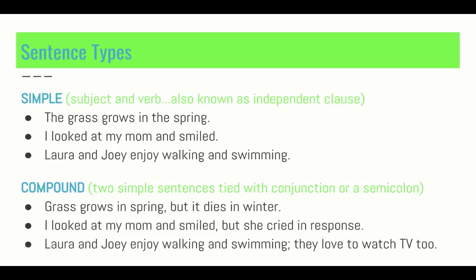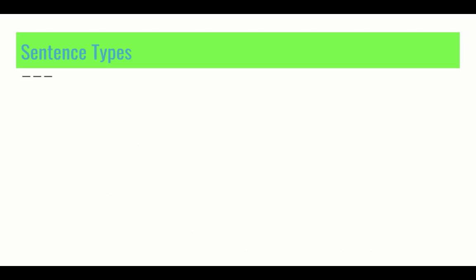Laura and Joey enjoy walking and swimming. They love to watch TV too, because sometimes you don't have to use a conjunction, you can just use a semicolon. It's tying together 2 simple sentences. Using compound sentences is a good way to add variety in your writing.